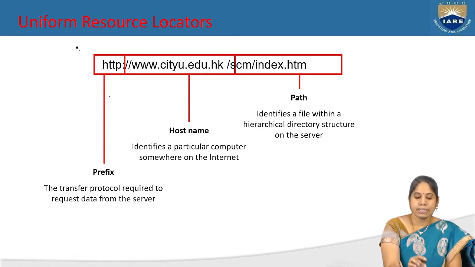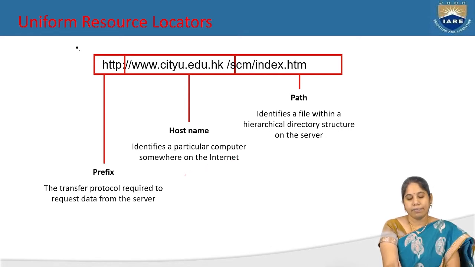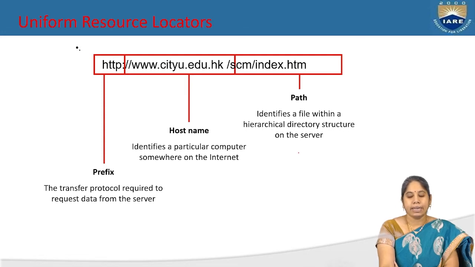So the first is the prefix that tells about the protocol. The second is the host name or domain name, which identifies a particular computer somewhere on the internet. The next, whatever path we have given, sem/index.html, is the path. It identifies a file within a hierarchical directory structure on the server. So how do we identify a web page on the web? The browser uses the Uniform Resource Locator.